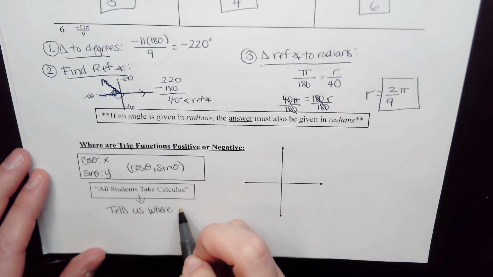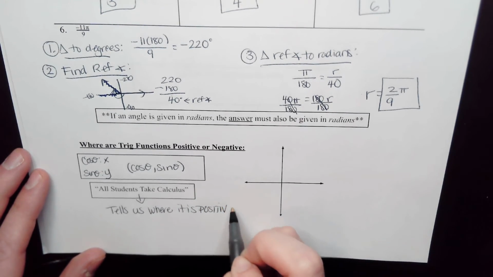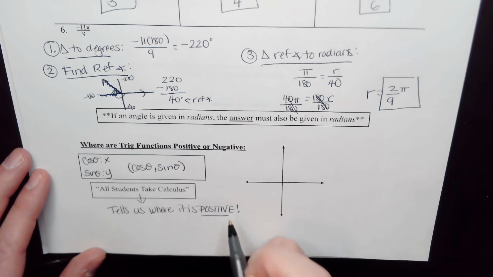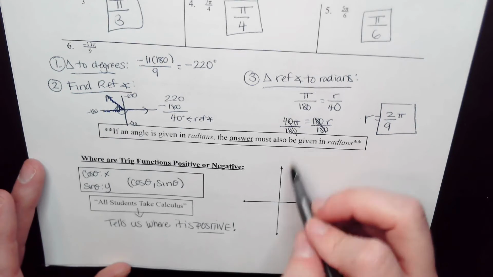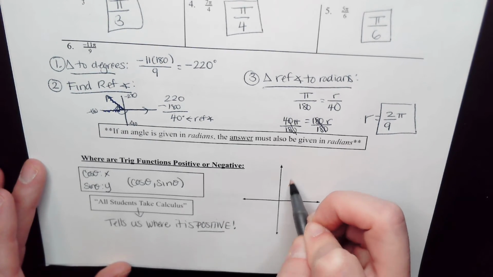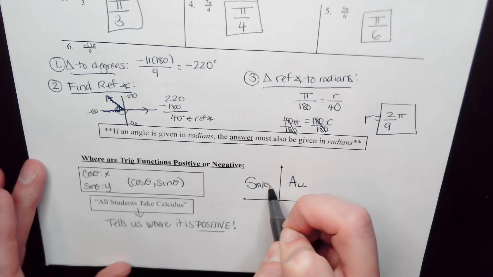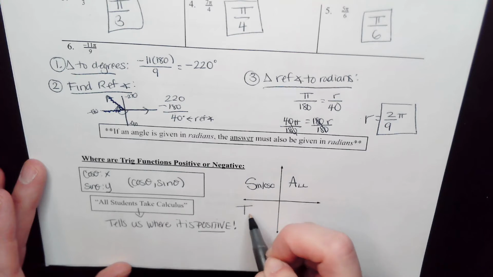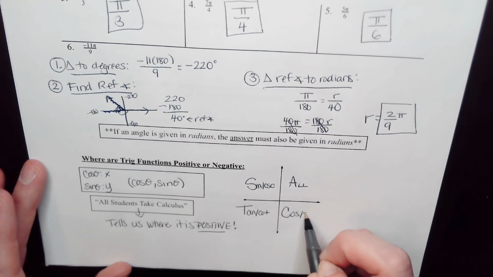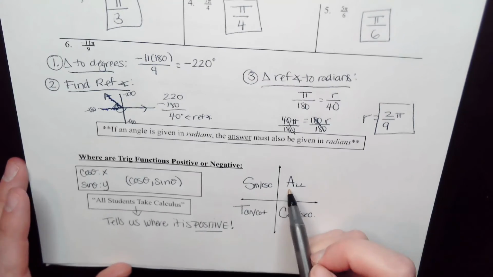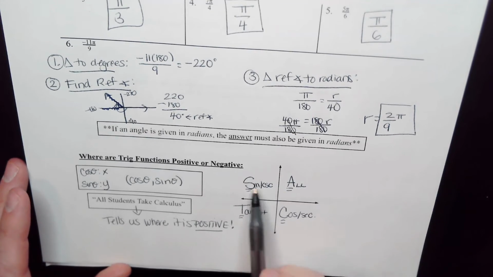This is going to tell us where each one is positive. Just a little trick to remember it. So here's how we usually do it. A stands for all, S stands for sine and its reciprocal, cosecant, T stands for tangent and its reciprocal, cotangent, and C stands for cosine and its reciprocal, secant. All students take calculus. That tells us where they're positive.